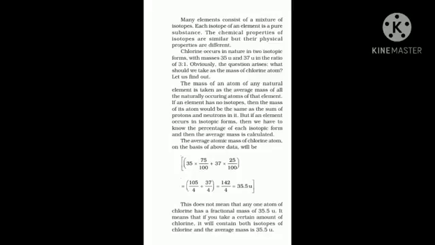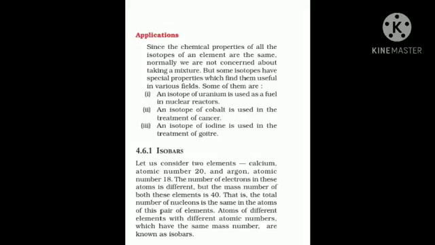The average atomic mass of the chlorine atom on the basis of the above data will be 35 into 75 by 100 plus 37 into 25 by 100, which is equal to 105 by 4 plus 37 divided by 4, which is equal to 142 divided by 4, equal to 35.5 U. It means that if you take a certain amount of chlorine, it will contain both isotopes of chlorine and the average mass is 35.5 U.